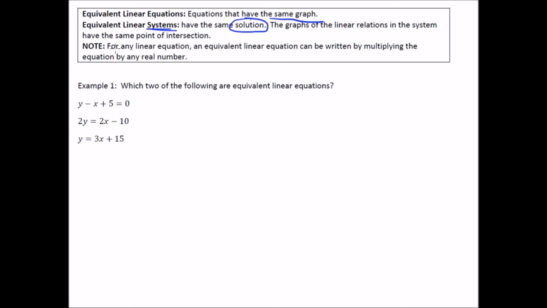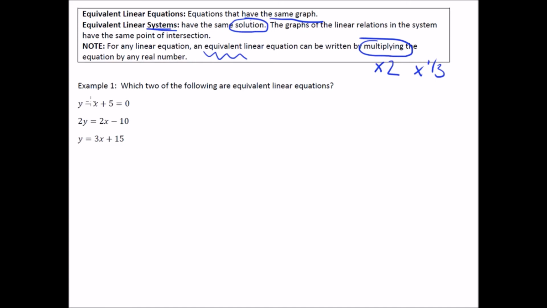Okay, note for any linear equation, an equivalent linear equation can be written by multiplying, and we talked about this, the equation by any real number. So if both equations are multiples of 2 of one another, or even like a third of one another, then they're going to be equivalent linear equations. So example 1, which two of the following are equivalent linear equations?